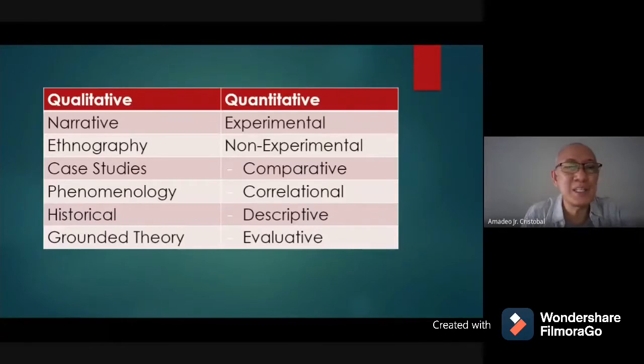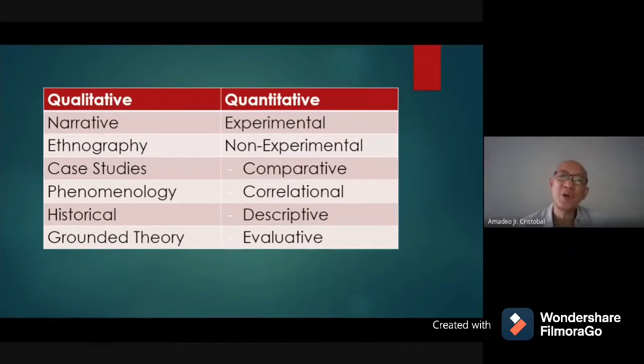On the table, you will see the different commonly used specific designs under the general design. Under qualitative, it can be narrative, ethnography, a case study, phenomenology, historical, or you can also use grounded theory. And then under quantitative, we have experimental and non-experimental. And under non-experimental, we have comparative, correlational, descriptive, or evaluative.